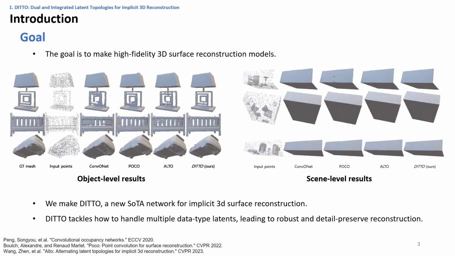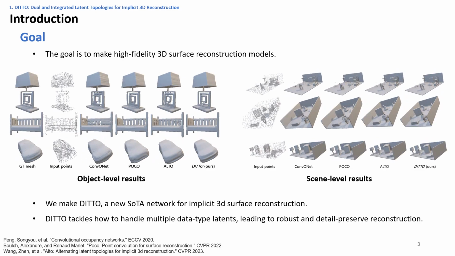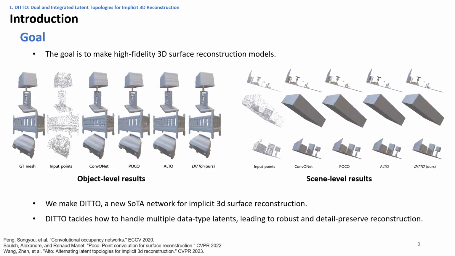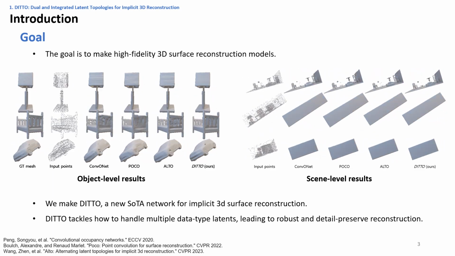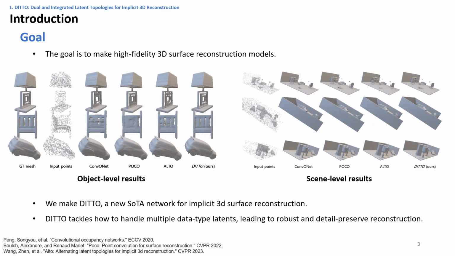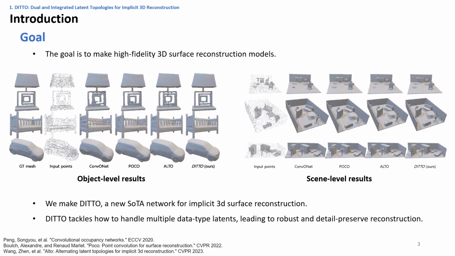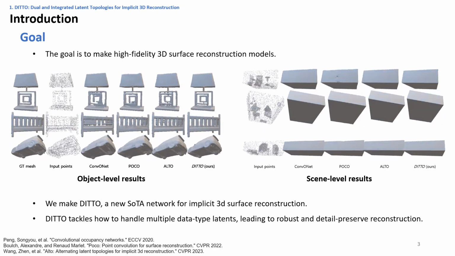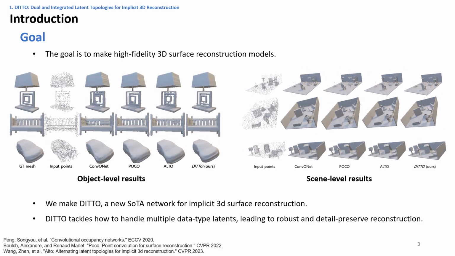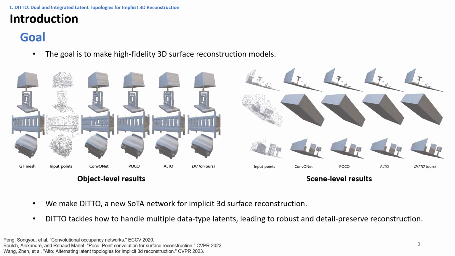As you can see in the figure, our approach can precisely reconstruct the 3D structures, particularly challenging elements like thin and sharp components. This improvement in performance is attributed to our network architecture, which is utilizing multiple latent types, including grid and point latents.